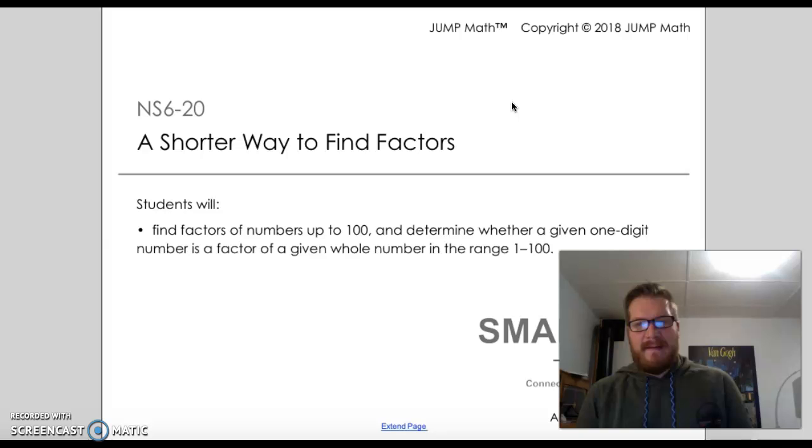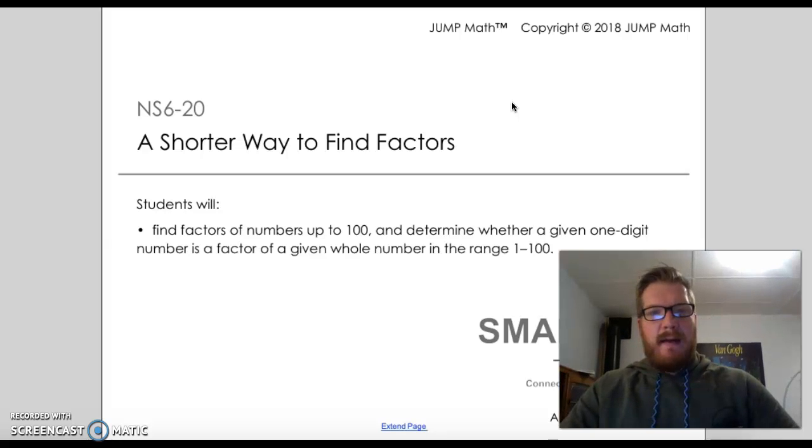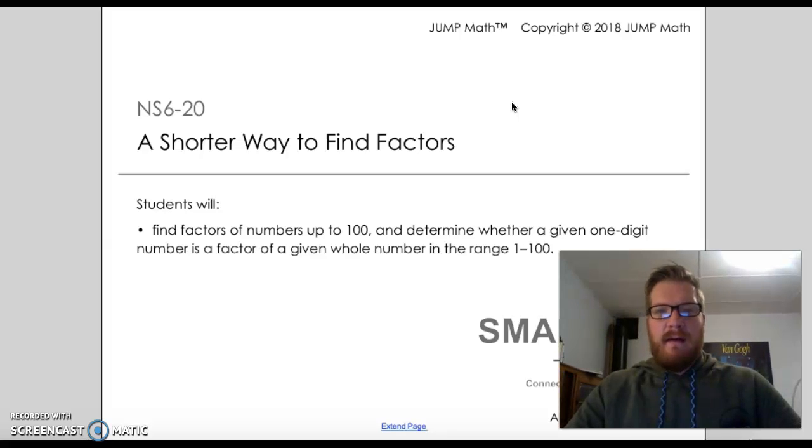This is going to be our next lesson on factors and prime numbers and composite numbers, etc. And so today what we're going to do is get a chance to look at NS 6-20, which is a shorter way to find factors. And so the learning target is that you're going to find factors of numbers up to 100 and determine whether a given one-digit number is a factor of a given whole number in the range of 1 to 100, which is a very long way to say we're going to find factors and find ways to do it quickly.